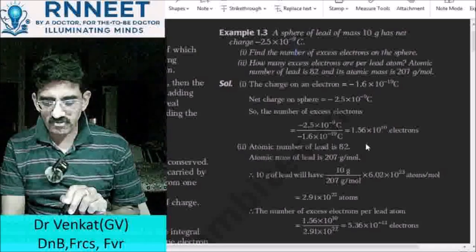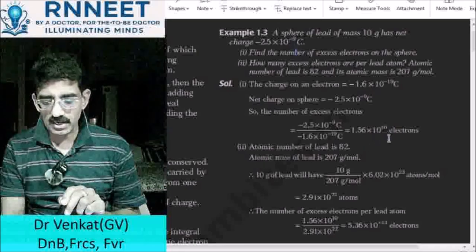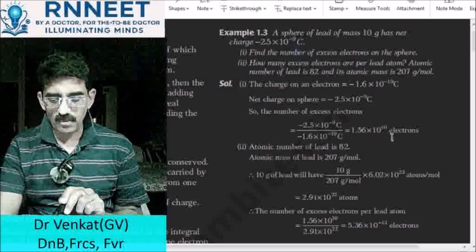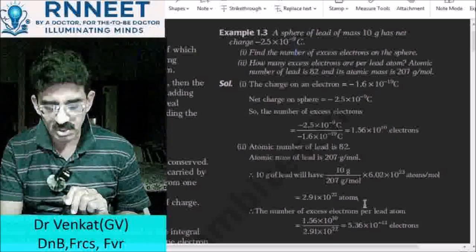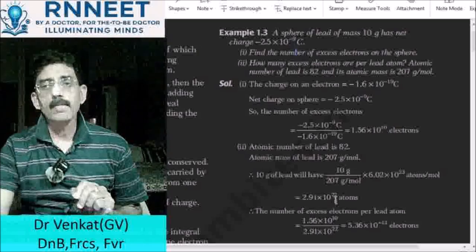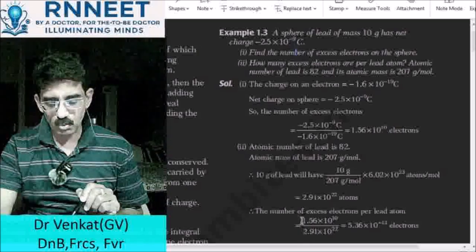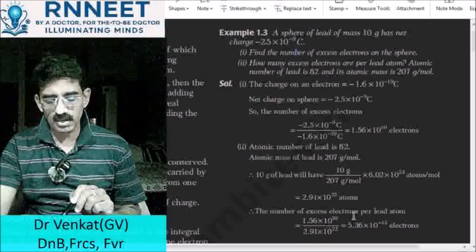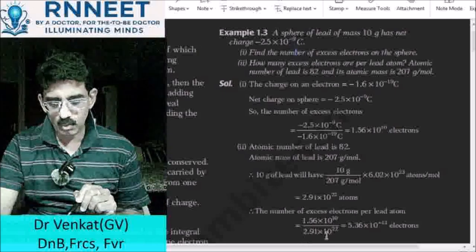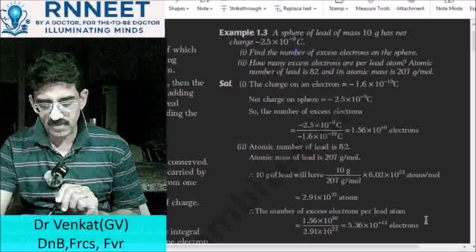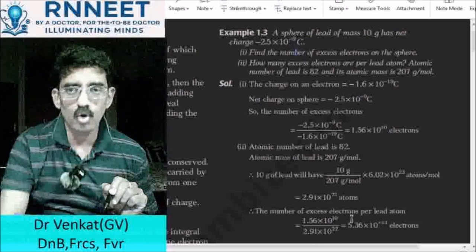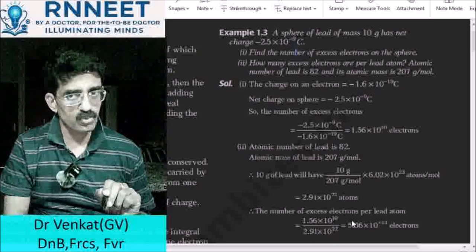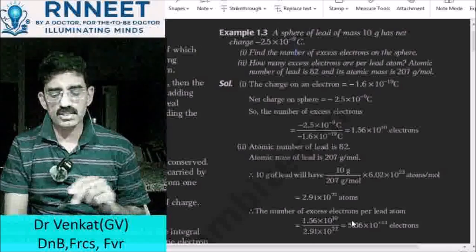And if 1.56 into 10 to the power 10 electrons are present in 2.91 into 10 to the power 22 atoms, the number of excess electrons per lead atom will be nothing but 1.56 into 10 to the power 10 divided by 2.91 into 10 to the power 22, which will give you 5.36 into 10 to the power minus 13 electrons per lead atom. So this way these kind of questions can be given.